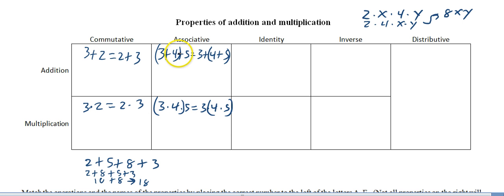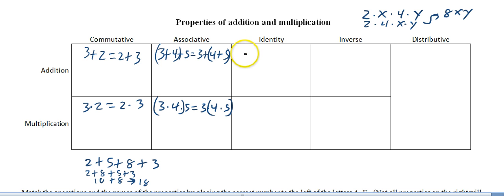3 plus 4 is 7, plus 5 is 12. 4 plus 5 is 9, plus 3 is 12. They're all the same amount. You're just adding 3, 4, and 5 together. It doesn't matter how you add them. That's the whole point. So you can add them in any order you want, and you can multiply them in any order you want. If you have pure addition and pure multiplication, add them any way you want, multiply them any way you want.